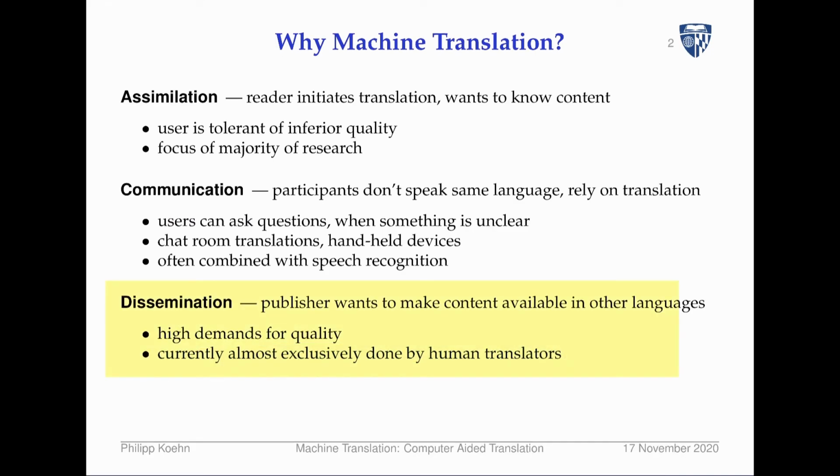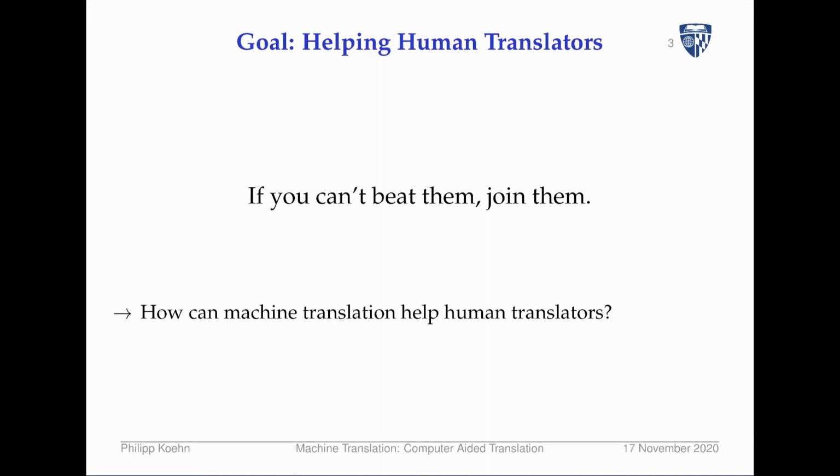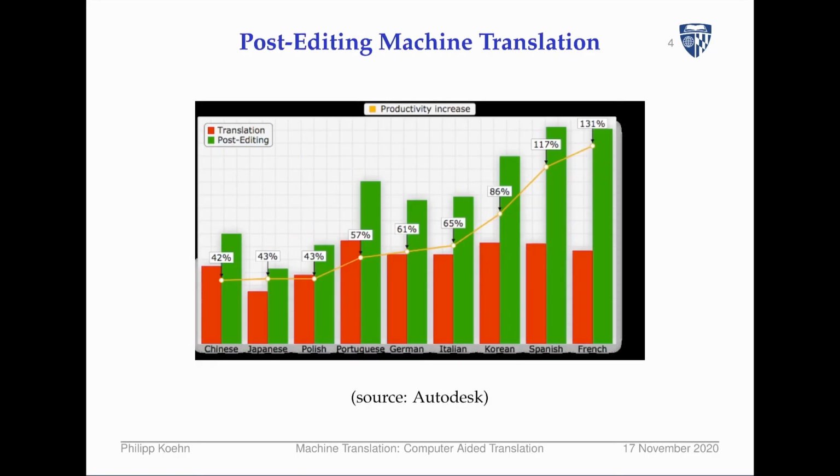So this is what I want to talk about today. So since this is a quality bar that automatic machine translation cannot accomplish at the moment, what can we do about that? So if you can't beat human translators, why don't we join them and work more productively together? So the goal here is helping human translators. So how can machine translation help human translators?